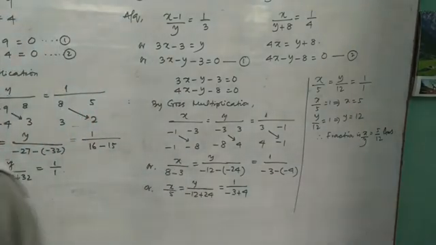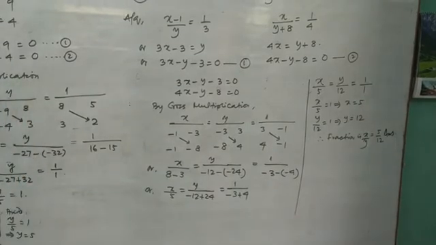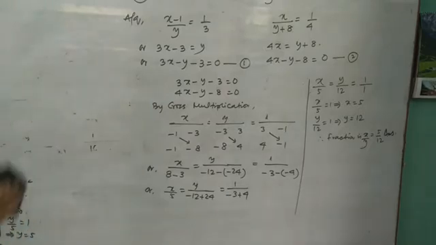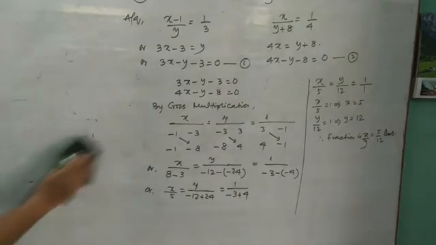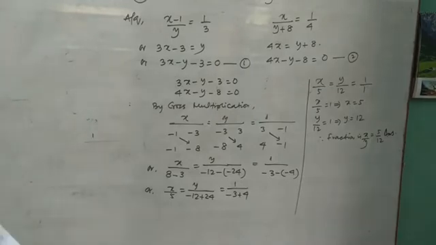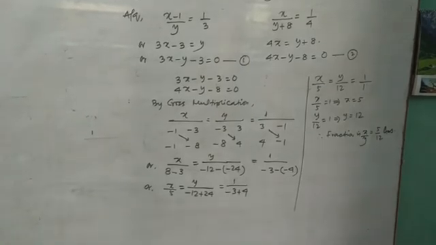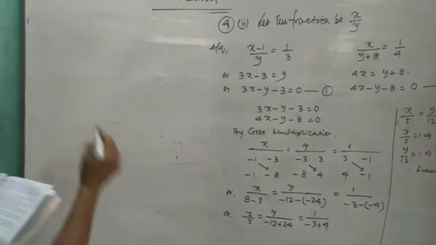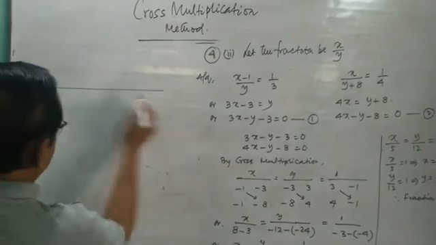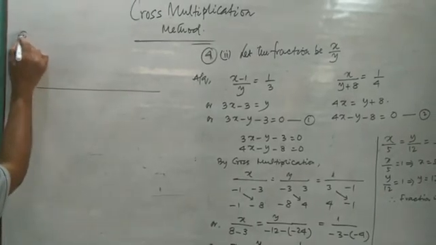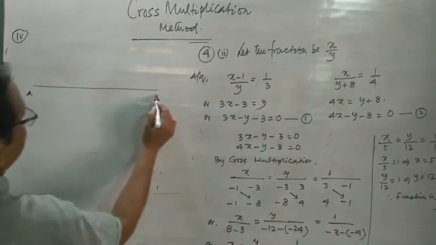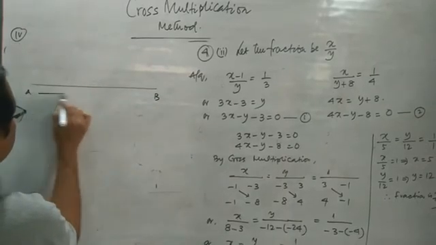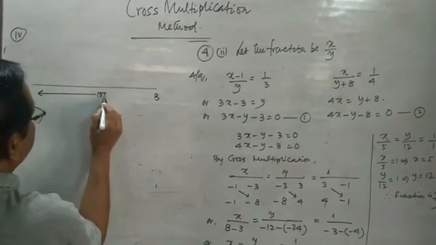And now the last question we will discuss. Let it be question number 4. A very important question, students, from board exam point of view. Let me read out the question and make the meaning. Places A and B are 100 kilometers apart on a highway. So here, A and B. Its distance is given as 100 kilometers.